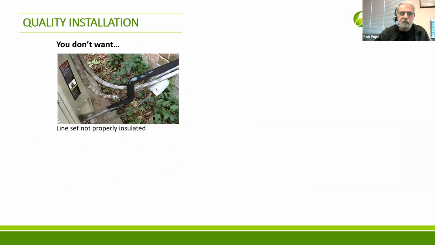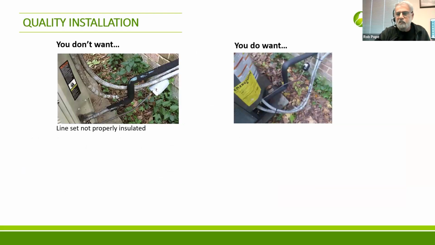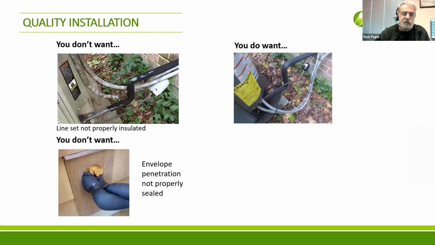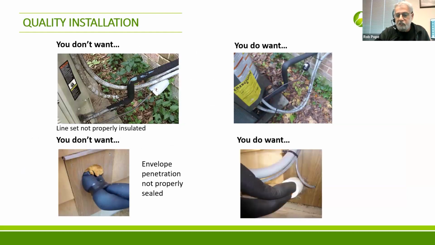In the installation, you don't want to see this. You see that refrigerant line there? It's barely covered, and it's a pretty ratty looking refrigerant line. What you do want to see is something like this, nicely, neatly, and thoroughly covered. You don't want to see this envelope penetration. That's just a disaster waiting to happen. What you do want to see is this, properly sealed. It really makes a difference. It's really important that at least these kinds of things are dealt with.